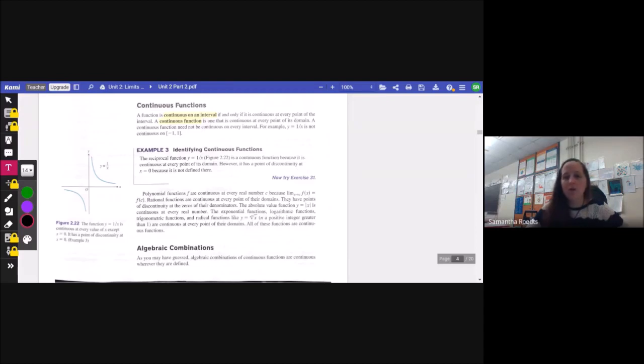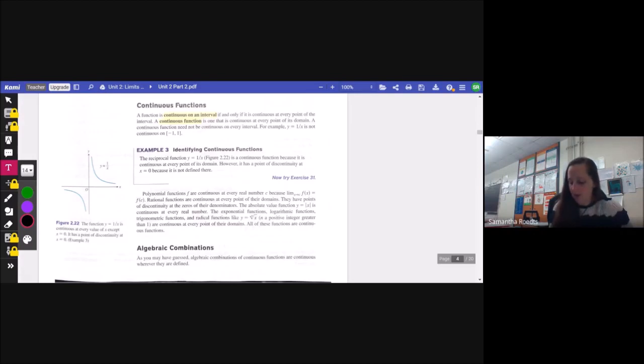The exponential functions, logarithmic functions, trigonometric functions, and radical functions are continuous at every point of their domains, so all of those functions are continuous functions. So polynomial, rational, exponential, logarithmic, trigonometric, absolute value functions, all of them. Some may have discontinuity points, but they're all continuous functions.